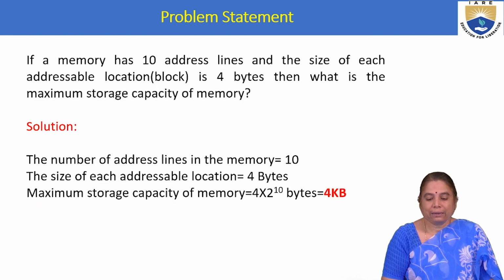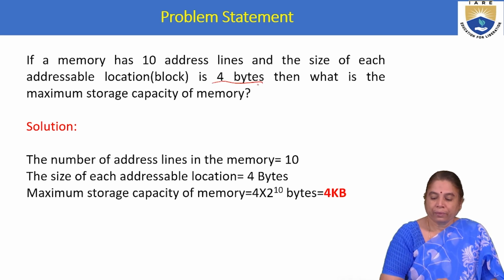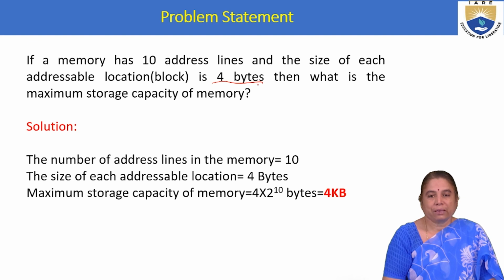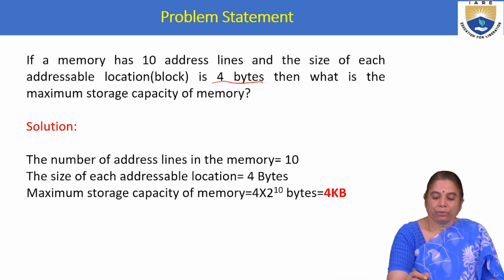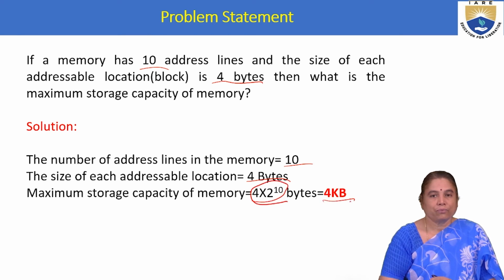If a memory has 10 address lines and the size of each addressable location is 4 bytes, then what is the maximum storage capacity of the memory? The number of address lines is 10, and the size of each addressable location is 4 bytes. So the maximum storage capacity is 4 into 2 power 10, that is 4 KB.